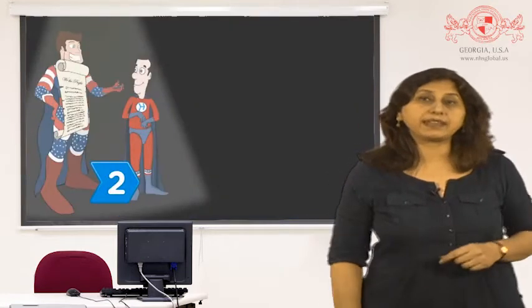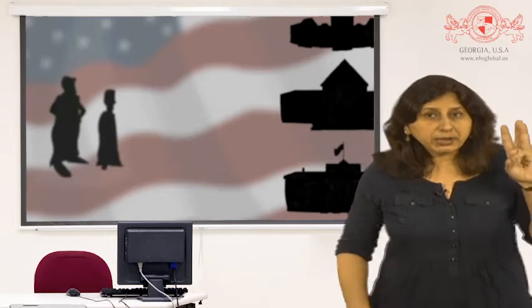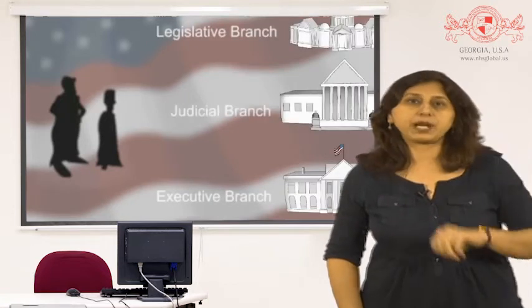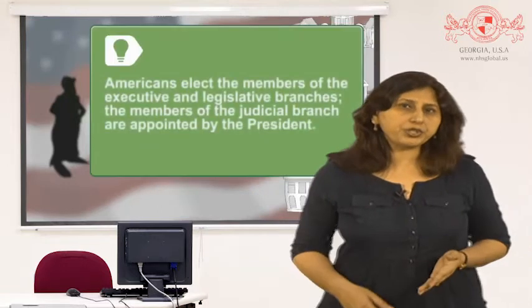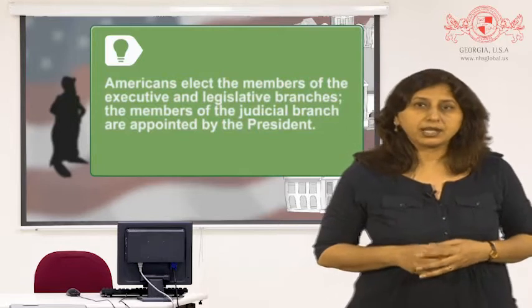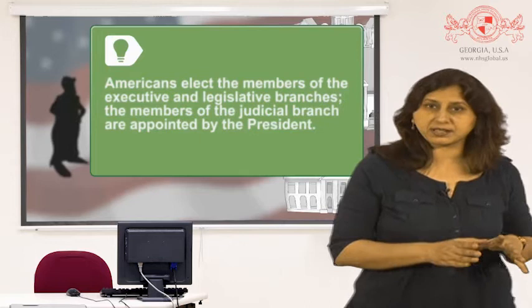Let us now understand the authority of the branches. The power of the federal government was balanced among three equal branches to create a long-lasting government that would serve everyone. The three branches are the executive, legislative, and judicial branches. Americans vote to elect the members of the executive and legislative branches. The members of the judicial branch are appointed by the President and confirmed by the Senate.